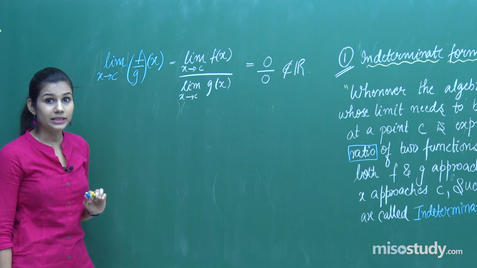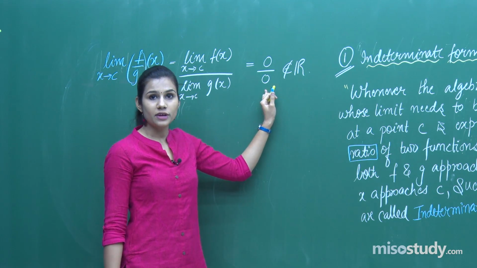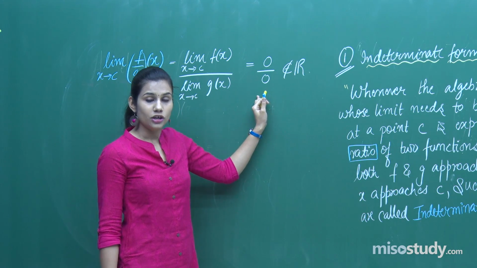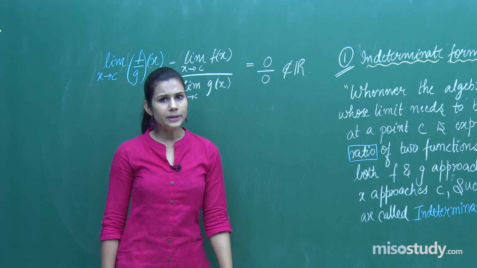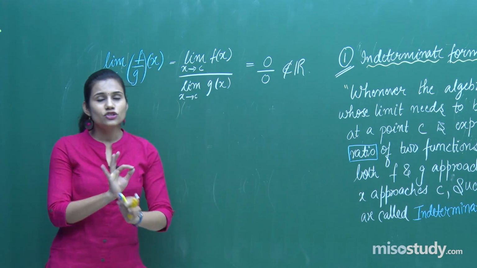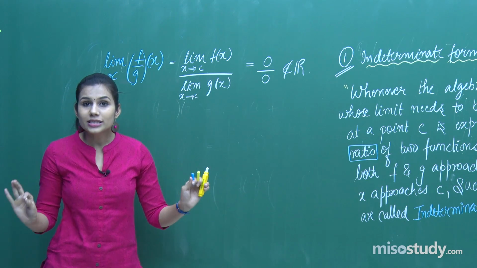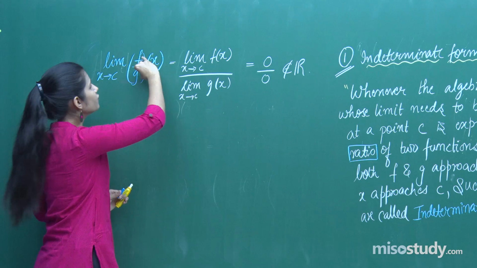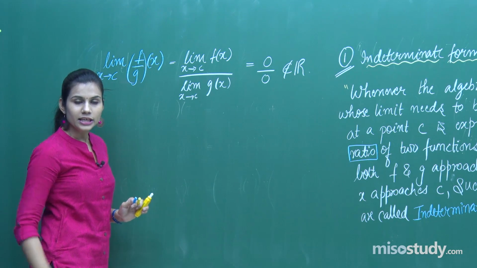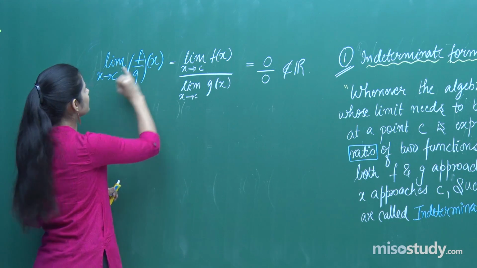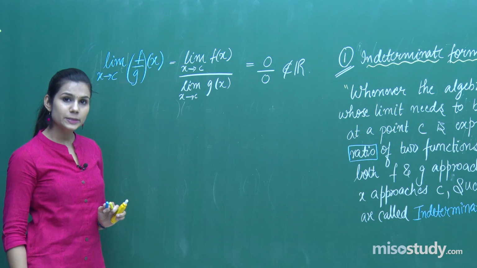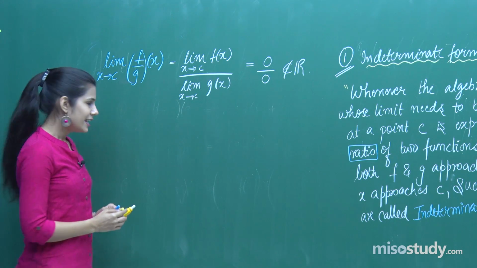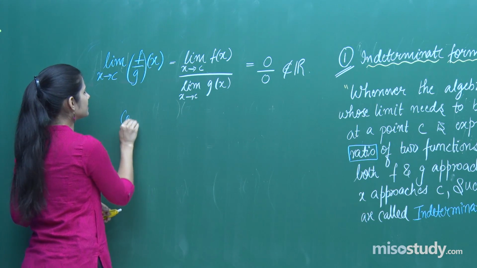Well, if that would have been the case, 0 by 0 would have come out to be a limit, a real number. But that is not happening. That means it's not always true that by just knowing the limiting behavior of the individual functions involved in the algebraic expression, you can evaluate the limiting behavior of the overall algebraic expression. Right? Let me show you certain examples.